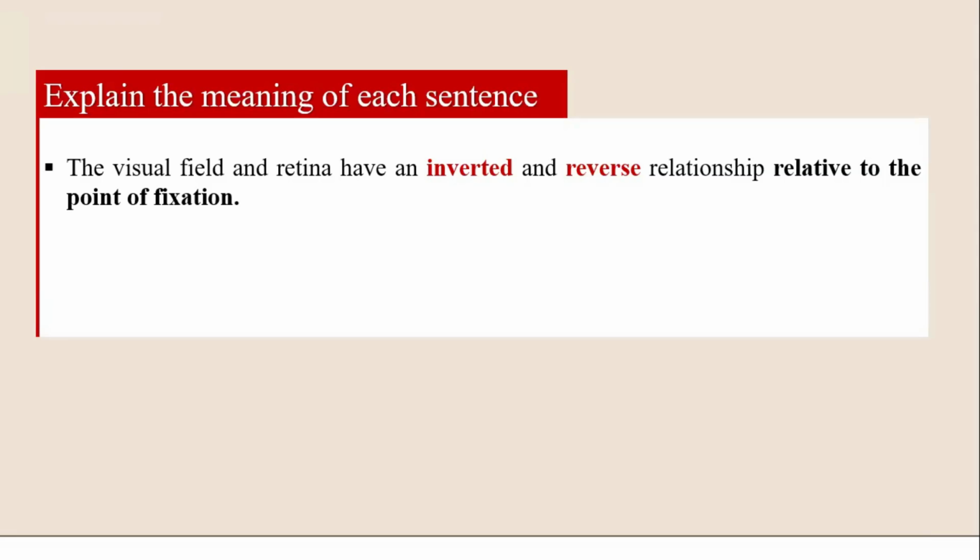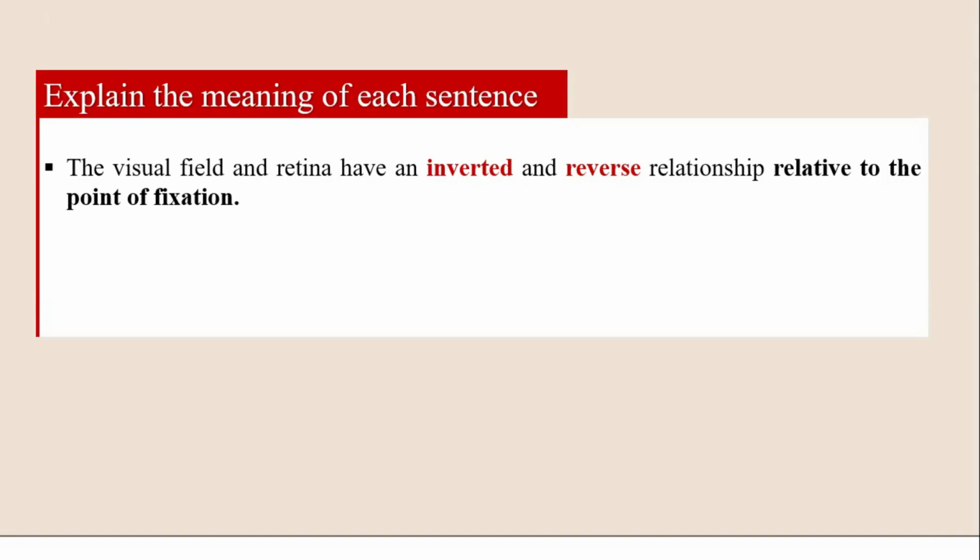Okay, so a kind of interactivity to test your background knowledge about some information regarding visual field. I brought two statements. This is the first one: the visual field and retina have an inverted and reverse relationship relative to the point of fixation. As you can see, relative to the point of fixation is written in bold because this is really important to say. So I need someone to volunteer, unmute, and explain the meaning of this statement.